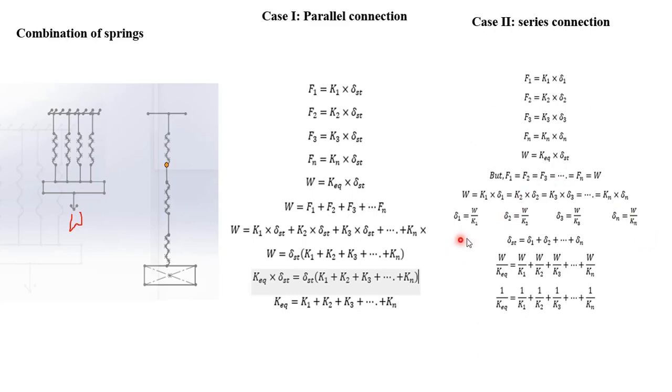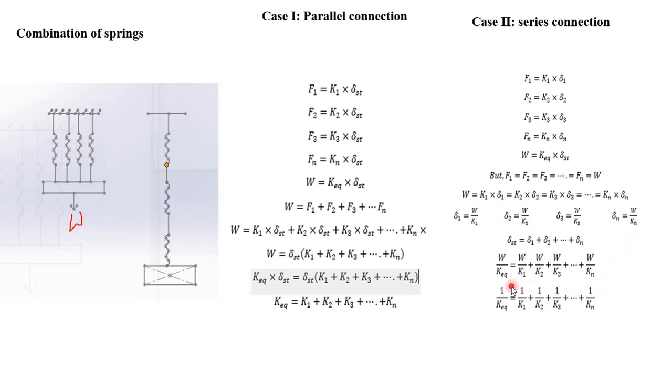Therefore, the total change in length can be computed as change in length 1 plus change in length 2 plus change in length N. The total change in length came from here. Change in length 1 came from here. Change in length 2, change in length 3, change in length N.